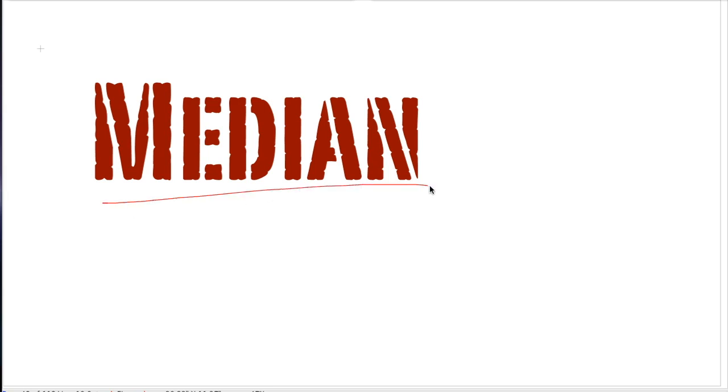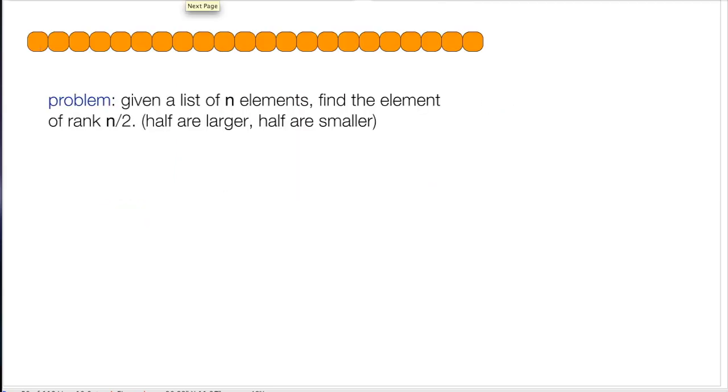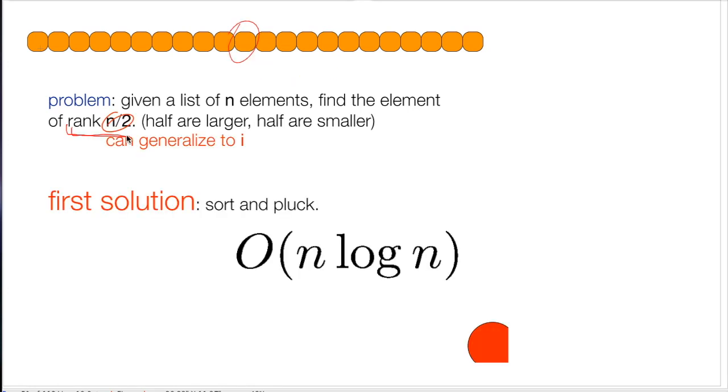This is called the median, or ith order statistic. The problem: you're given a list of n elements, and you'd like to find the element of rank n over 2. That is often called the median. Rank means the n over 2th largest or smallest number. You can sort the list and then index that position and get the number. Simple algorithm, you all could implement it because you all know merge sort. Problem is it's n log n.